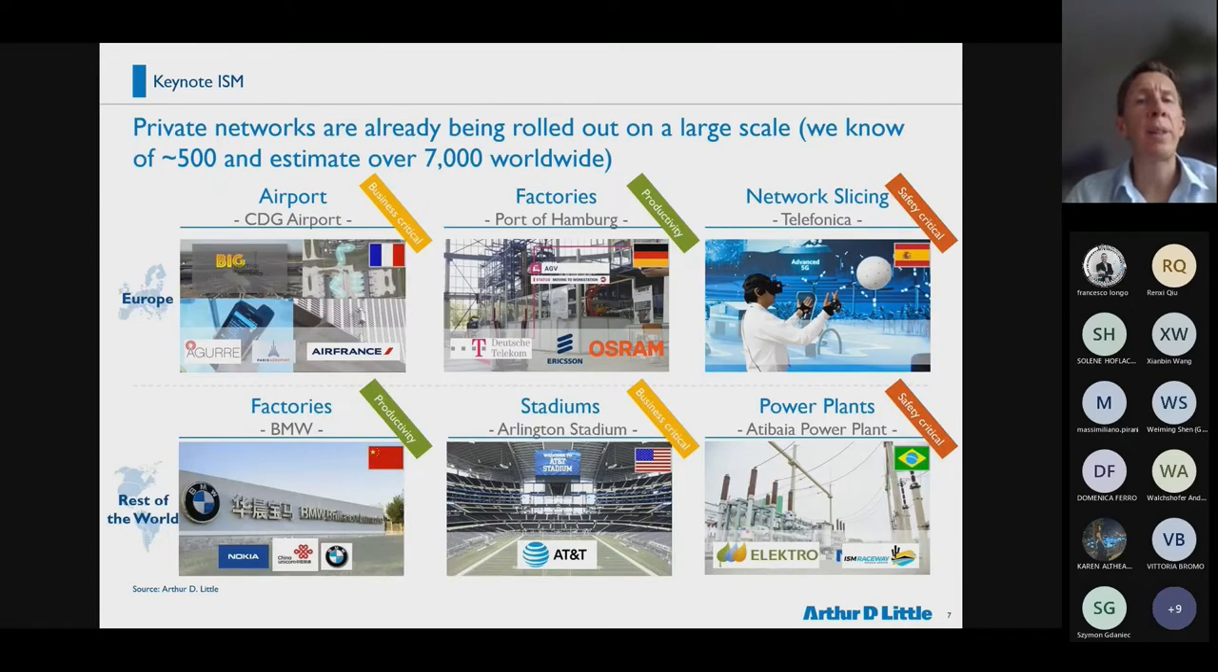And mobile private networks and 5G more broadly, in the sense of Industry 4.0, is really not a future topic. It's there already. To our knowledge at ADL, and we track those fairly accurately, I would think, we know that there are at least 500 of those MPNs deployed over the world that we know in detail, and we know the vendor setups. And if you believe public sources and publications of vendors, etc., there are estimated to be over 7,000 MPNs globally. And they are really, I would think, well distributed.